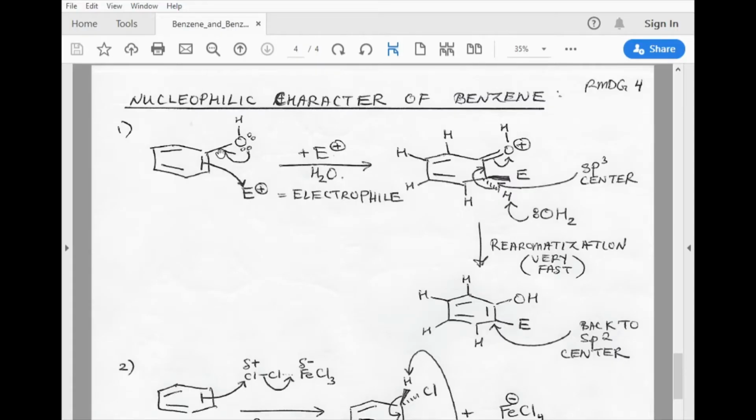We could think about the nucleophilic character of benzene. As I said before, if we had an electron donating substituent, oxygen could donate electron density towards the oxygen-carbon bond and allow for this ortho carbon to hold a formally negative charge. But the formally negative charge could also just attack an electrophile, something that is electron poor.